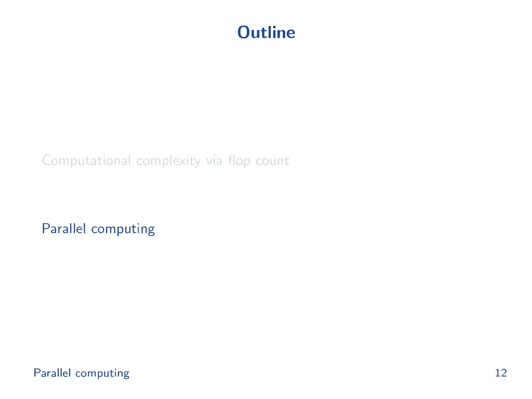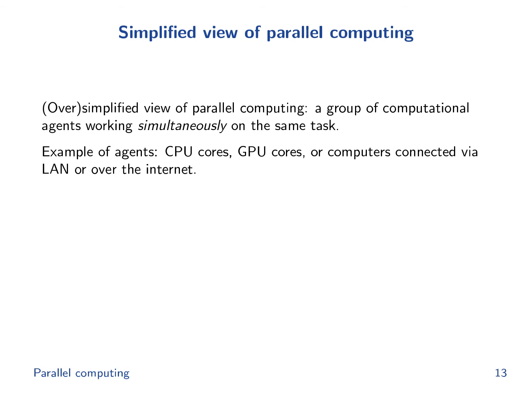Next, we introduce parallel computing. An oversimplified view of parallel computing is that a group of computational agents work together, running concurrent control flows of computation to complete the same task. Depending on the context, agents may refer to CPU cores, GPU cores, CPUs and GPUs, or even computers connected either locally or over the internet.